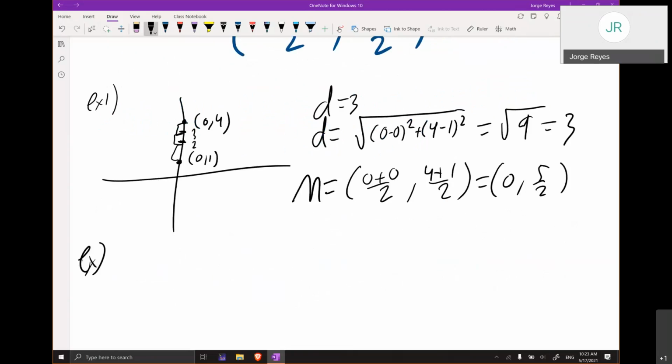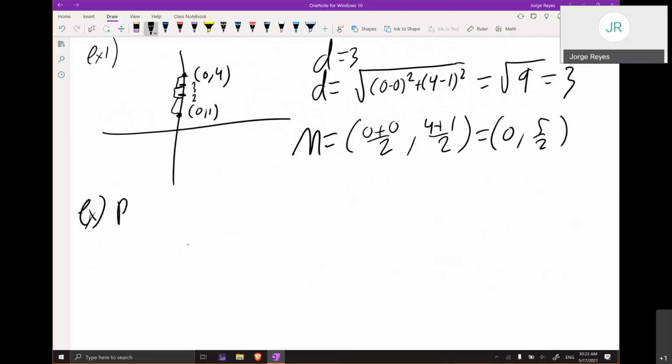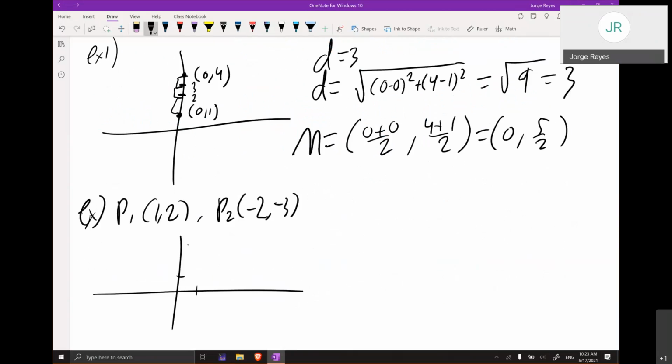All right, now we have two other points. Point 1 is 1, 2, and point 2 is negative 2, negative 3. So 1, 2, negative 2, negative 3. You need to figure out the distance and the midpoint. It probably doesn't cross at the origin on actual graph paper, but it kind of looks like this.